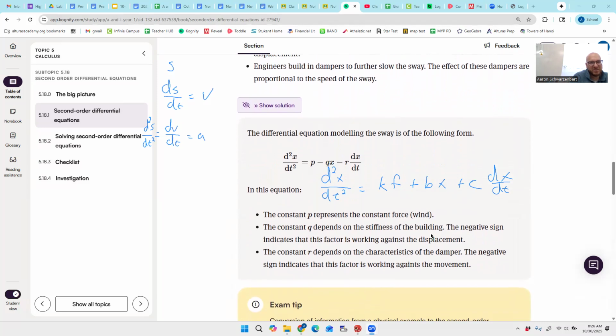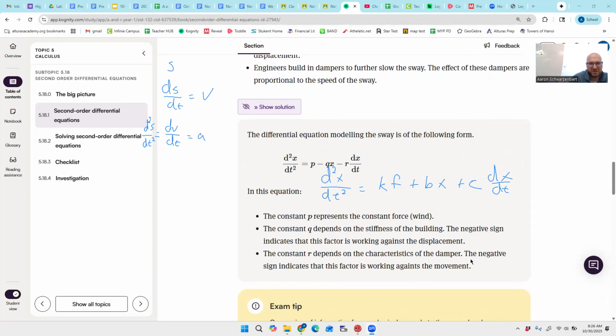If you're writing an equation, K is, you could say, P is the constant of wind force, or K is a proportionality constant for wind force. B is proportionality constant for displacement of the sway, and C is a proportionality constant. They called it a characteristic of the damper. They're showing that the negative sign is working against movement, which makes sense. It's probably better to make them negative.